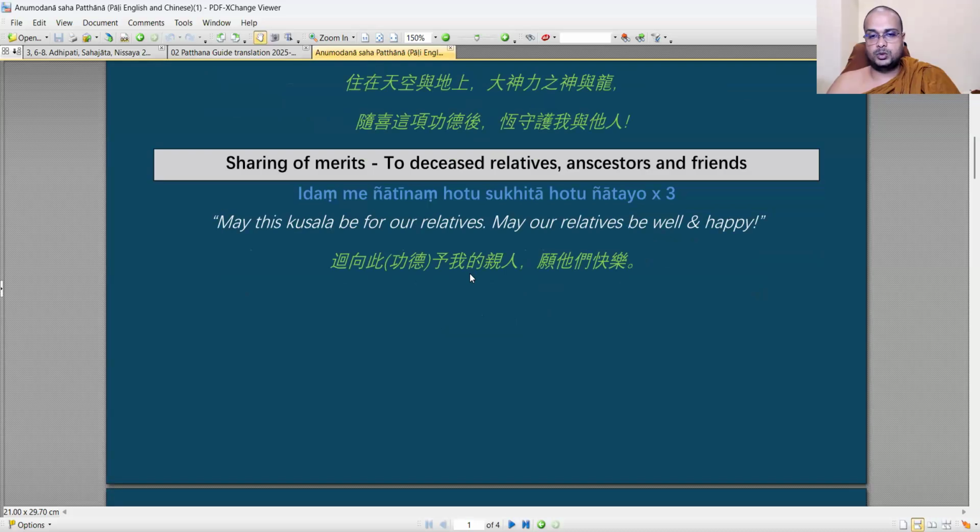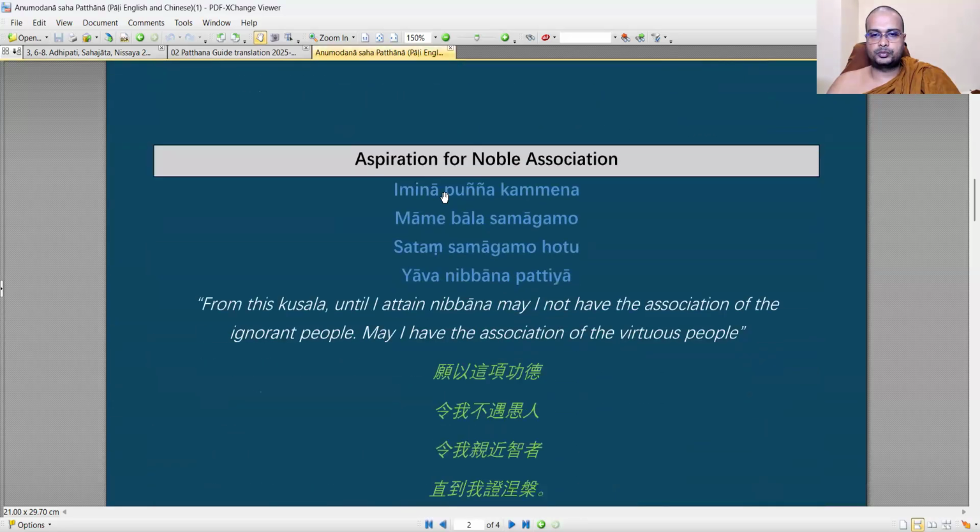Idammi nati nang hotu sukhita hontu nyatayo.